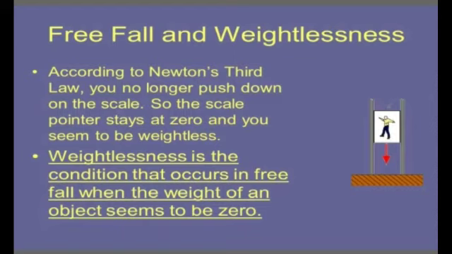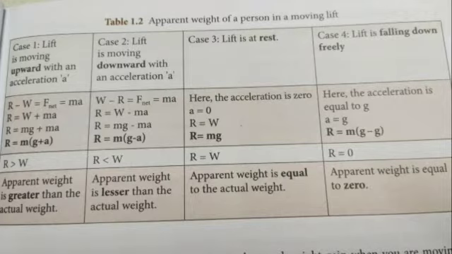Okay, now you see the table 1.2 in your book. The first case, lift is moving upward with an acceleration a. Here, apparent weight is greater than the actual weight. In the second case, lift is moving downward with an acceleration a. Here, apparent weight is lesser than the actual weight. When the lift is at rest, apparent weight is equal to the actual weight. When the lift is falling down freely, the apparent weight will be equal to 0. Here, the apparent weight is denoted as capital R and your actual weight is denoted as capital W.